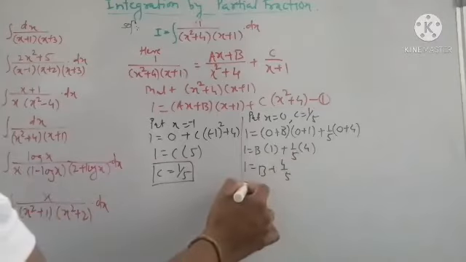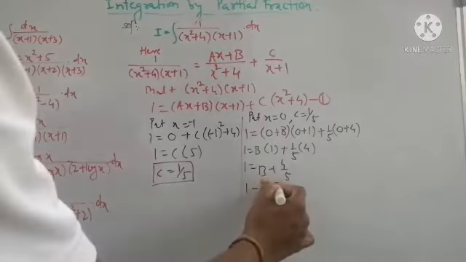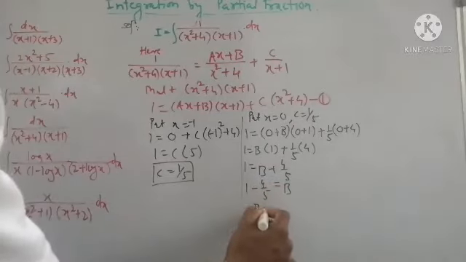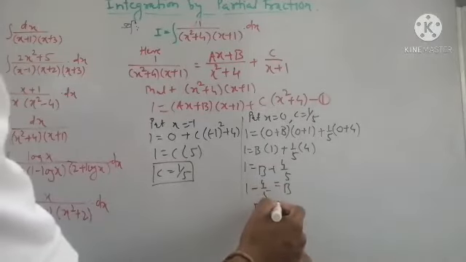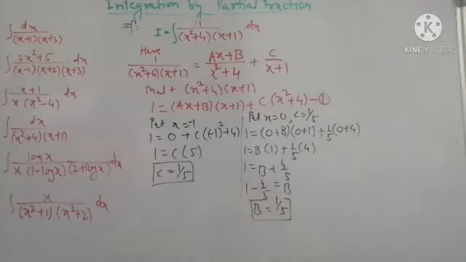Now this 4 by 5 we take to the left-hand side, and it becomes negative. So simplifying this, we get b is equal to (5 minus 4) divided by 5, which is 1 divided by 5. So b is again 1 by 5.